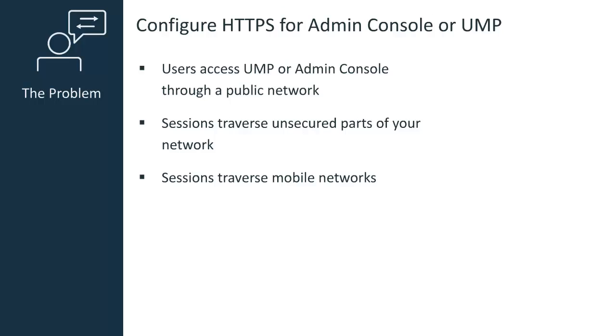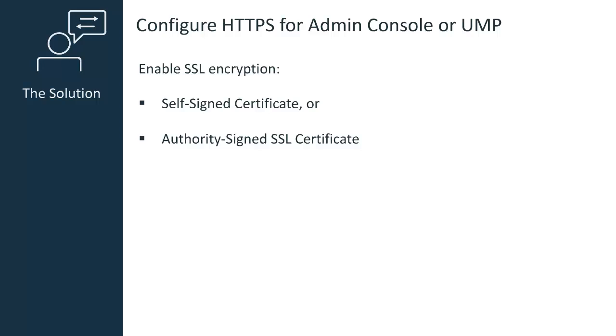UIM. In this scenario, after setting up your CA UIM software, you discovered that users will access UMP and Admin Console through a public network, in this case, the Internet, and sessions will traverse unsecured parts of your network through wireless and mobile networks in meeting rooms and in public access areas. Your network security engineers recommended that you enable SSL encryption.